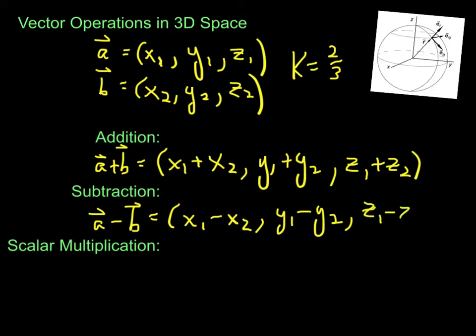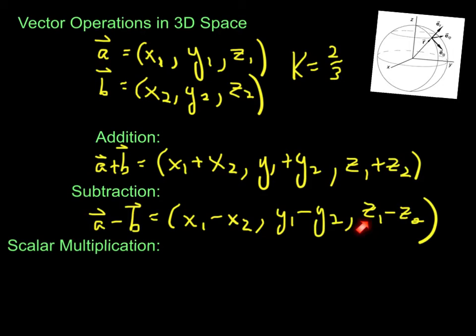z1 minus z2. Please be mindful again, subtraction is not commutative like addition is. So if that A comes first, my x, y, and z for A must come first. 8 minus 3 is not the same as 3 minus 8.